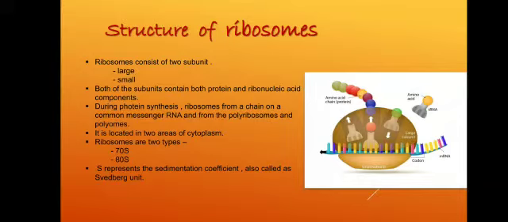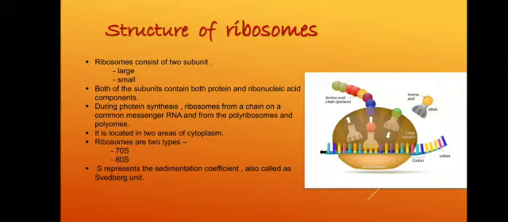During protein synthesis, ribosomes form a chain on a common messenger RNA to form polyribosomes, also called polysomes. In protein synthesis, several ribosomes are attached to a single mRNA to form a protein. It is located in two areas of the cytoplasm.